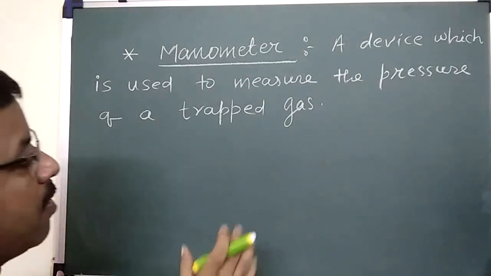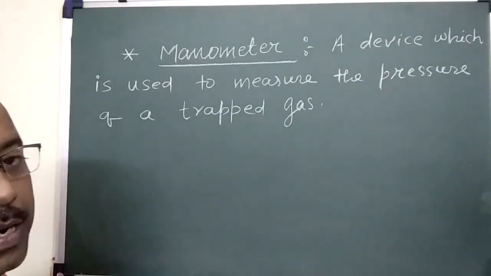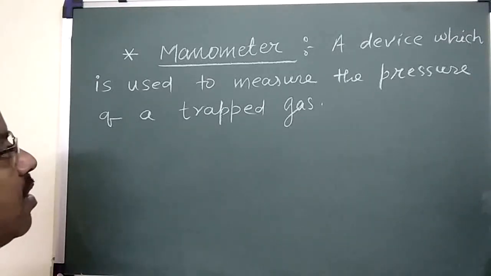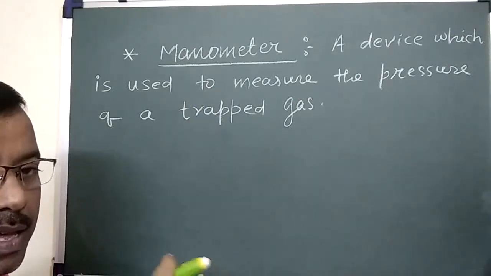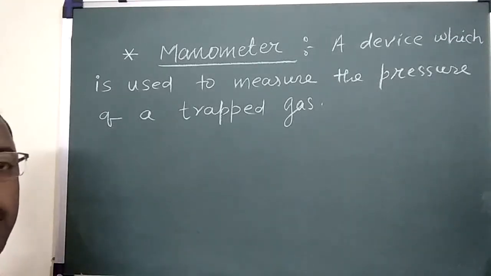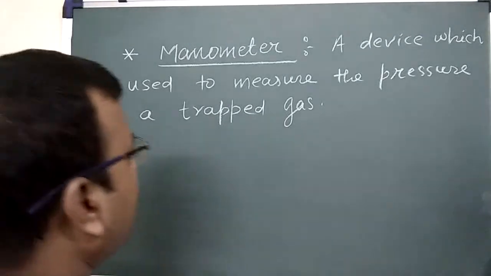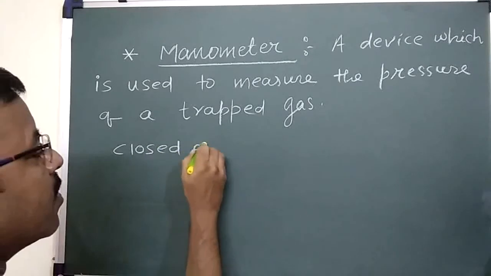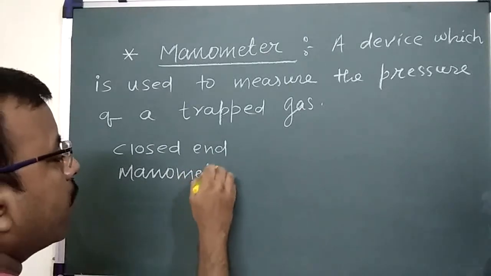But if any gas is trapped in a container or enclosed in a container, then how can we measure the pressure of that gas? So manometer is of two types. One is open end, and other is closed end. I am going to show the closed end because we will use this in Dalton's law of partial pressure. So here you see, this is a closed end manometer. We are going to discuss about this.